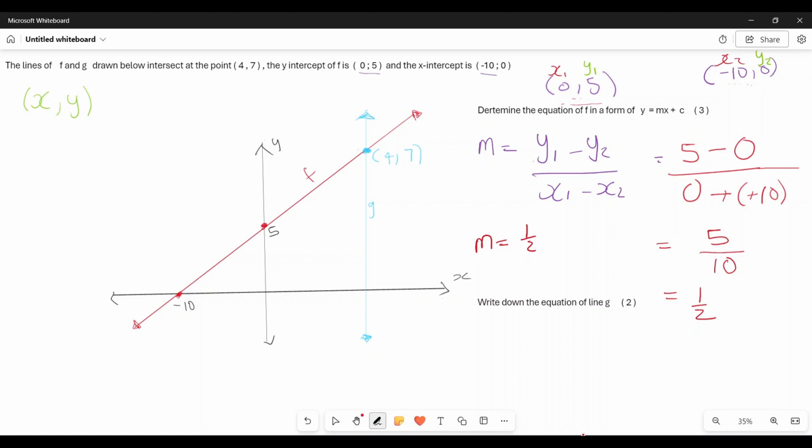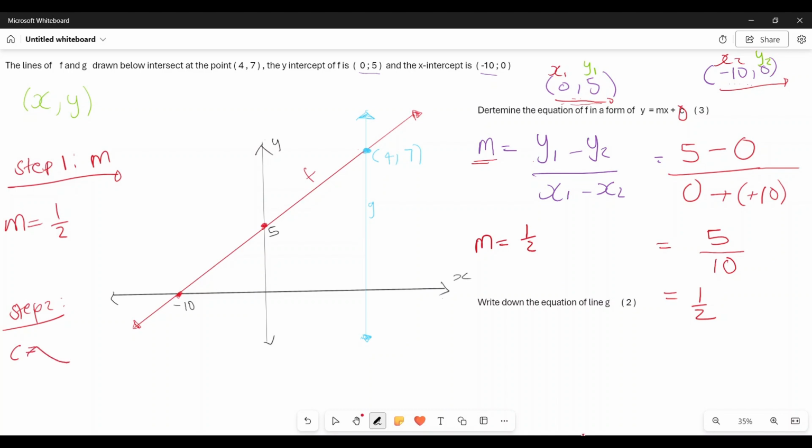Now, I am left with calculating my value of c. Whenever you're determining the equation of your graph, step 1, you need to find your m, which is your gradient. And remember, to find your gradient, you would need to use any 2 points on your graph. In this case, I used my point (0, 5), which I was given, as well as my point (-10, 0), which I was also given, right? So you're going to use this gradient formula to calculate your gradient. In this case, our m is equal to a half. Now, the last step, which is step 2, is solving for your value of c.